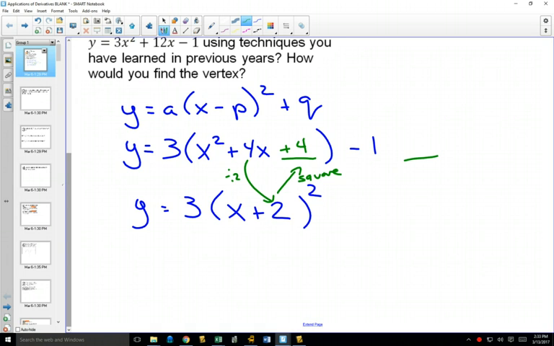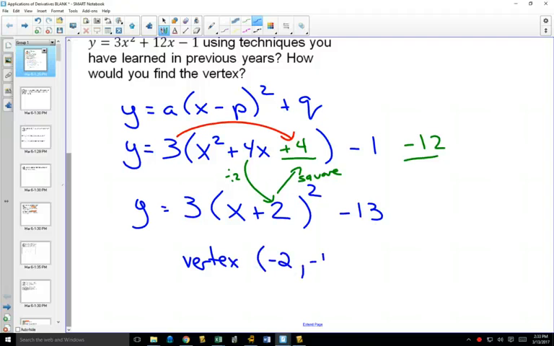Now, if I added 4 here, I have to do something in this other space to compensate, because you can't just add 4 to a side. But if you add 4 and subtract 4 at the same time, that would cancel out. So what would I have to put in this space to cancel out that plus 4? A minus 12, right? Because 4 and minus 12 are exactly the same. Well, no, they're not exactly the same. But why is it minus 12? Because that 4 gets hit by that 3. So we've actually added 12. So to compensate, we'd have to subtract 12. And then this becomes minus 13. So our vertex is negative 2, negative 13. And that's how we found our vertex in previous years.